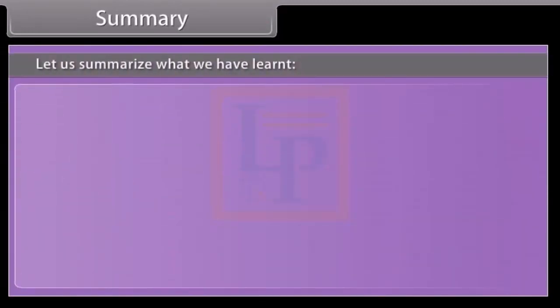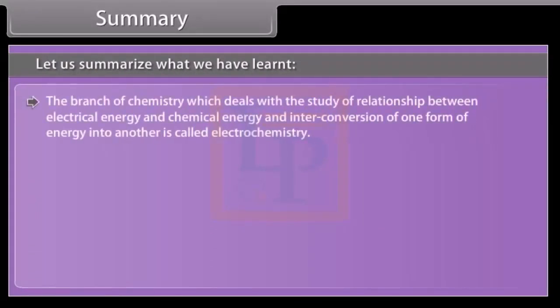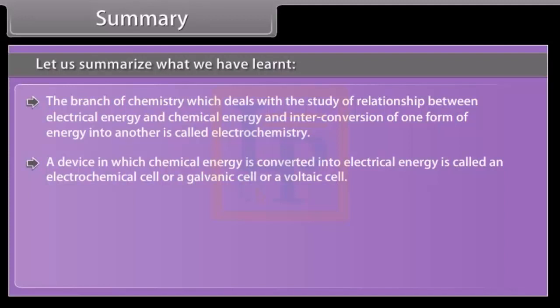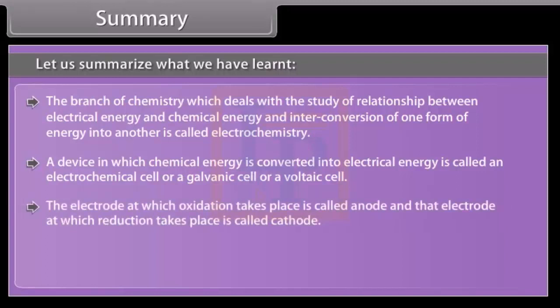Summary. Let us summarize what we have learnt. The branch of chemistry which deals with the study of the relationship between electrical energy and chemical energy and interconversion of one form of energy into another is called electrochemistry. A device in which chemical energy is converted into electrical energy is called an electrochemical cell or a galvanic cell or a voltaic cell. The electrode at which oxidation takes place is called anode, and that electrode at which reduction takes place is called cathode.